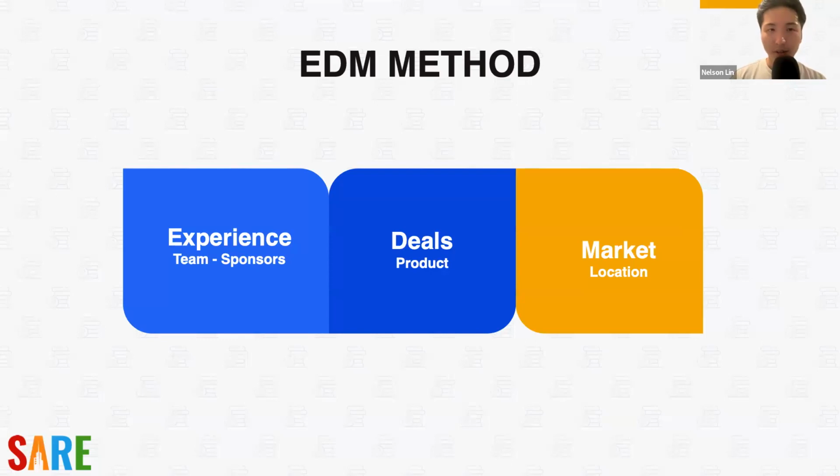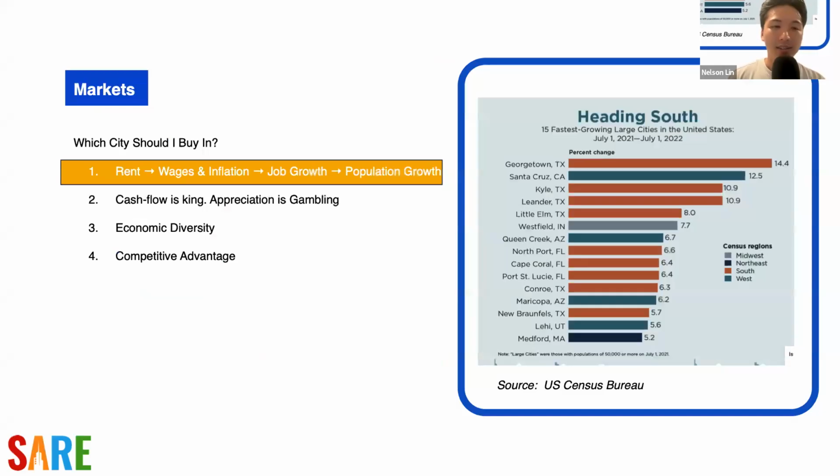So this particular portion involves the M part of the EDM method, which is experience, deals, and markets. Right now, what we're looking to figure out is how do I identify location, my market, my asset class? How do I figure out where to go buy? One of the things I find the most important is this concept of picking the right city, right? Location. So this is the metro level at a larger overarching level.